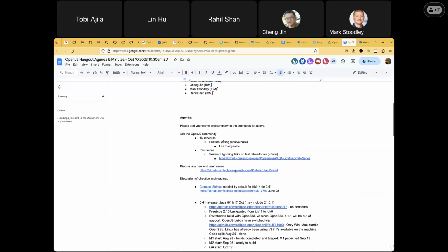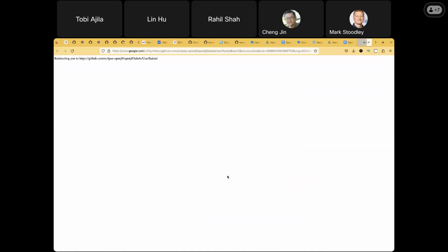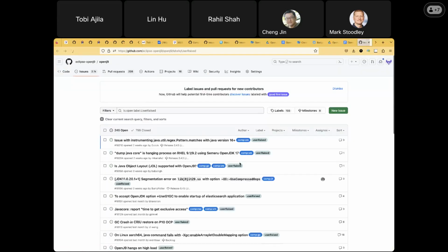Start by looking at the user raised issues to see if there's anything new that requires discussion. And it looks like we don't have anything new, so we'll skip that today.